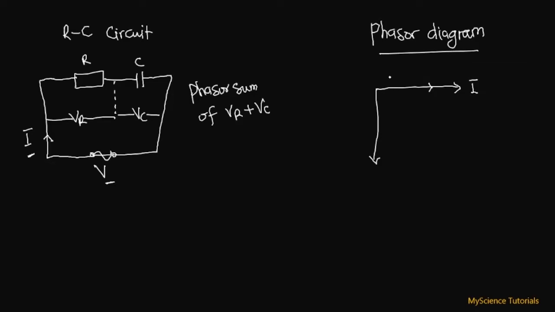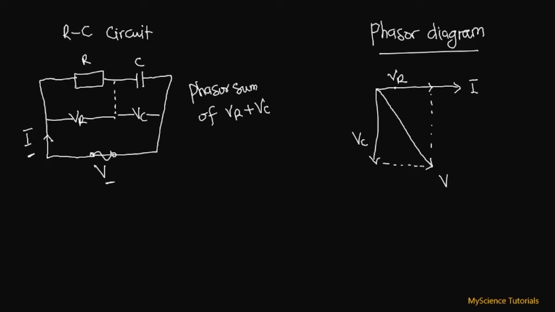Then we have, let's say from here to here is our resistive voltage, so we have VR, and then all the way from here down here is our capacitive voltage. Now if we extend this a little bit down over here, the distance from here to here, which is the resultant of VR and VC, is what we are calling our applied voltage, or V.